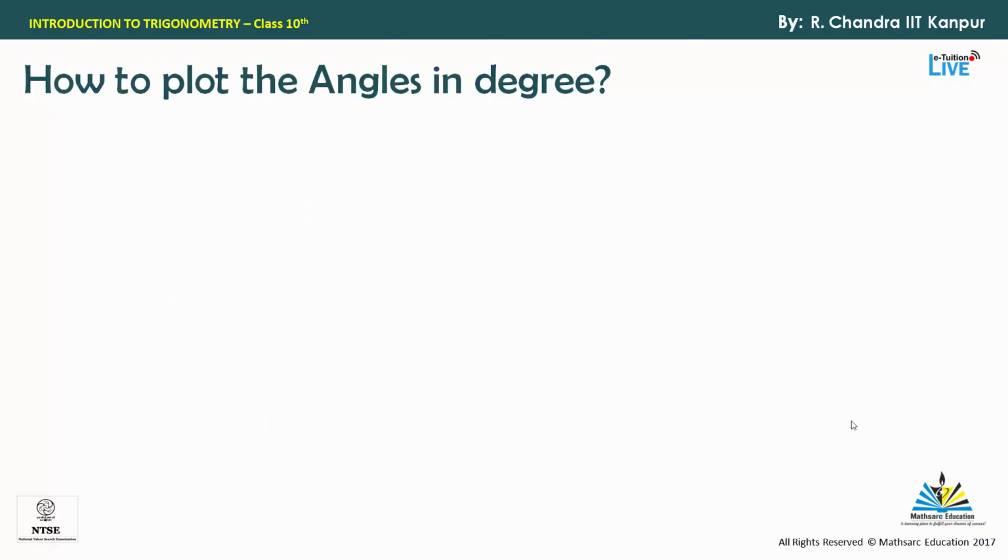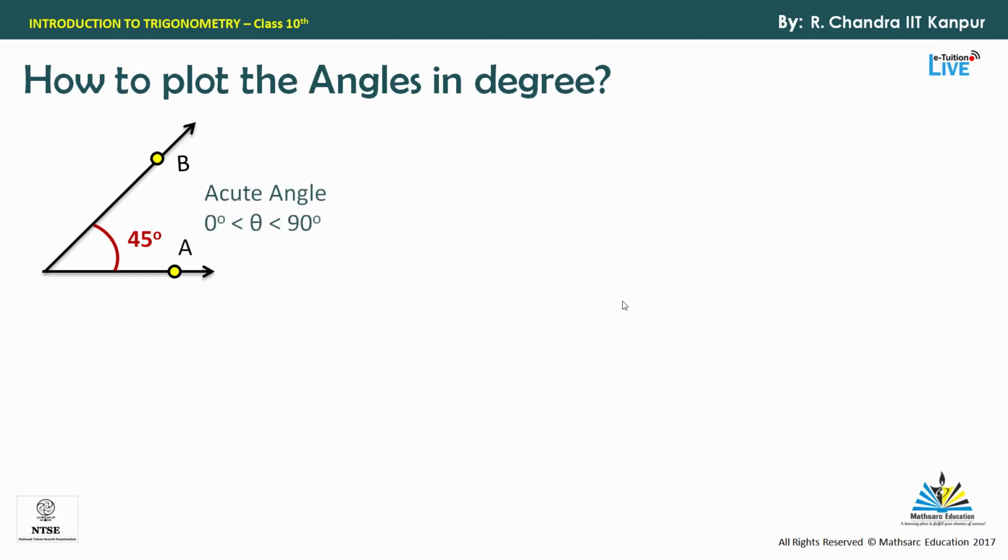Now the question is how to plot the angle in degrees. Some of you may have plotted angles in lower classes. Let me show you. These are the two rays, and I made this angle 45 degrees. So this is 45 degrees, and we call this an acute angle. Why is it so? Since this angle is between 0 and 90 degrees.